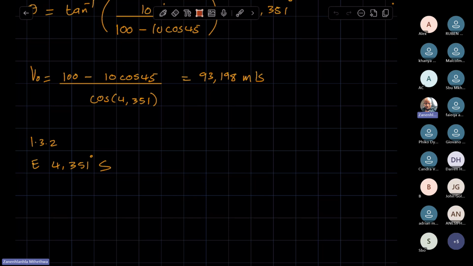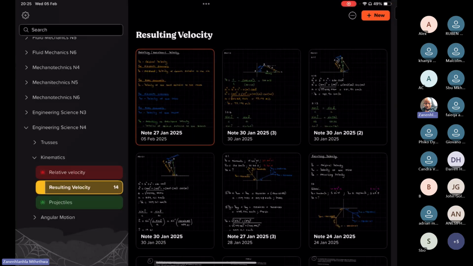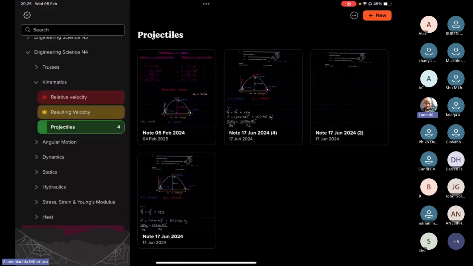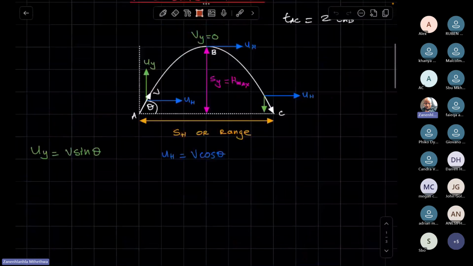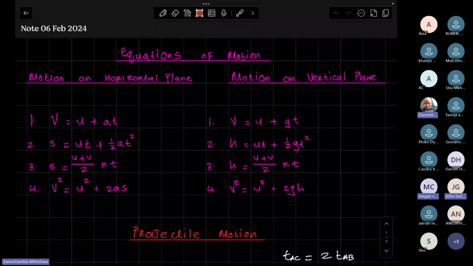Right. Let us look at projectiles if there are no more questions. There are no more questions regarding resultant velocity. No, sir, we can continue. All right. Yes, sir. We can continue with projectiles.